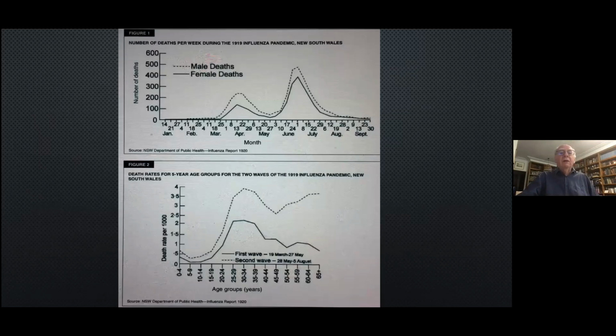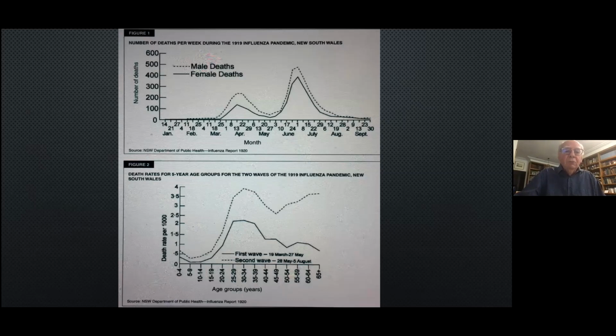Now, this is a graph showing the mortality and the two waves. And you'll notice that these two waves are awfully similar to what we're seeing in Victoria today. Nothing new there. And the second graph shows the incidence of affecting these younger, particularly male individuals, particularly in the first wave and the second wave.